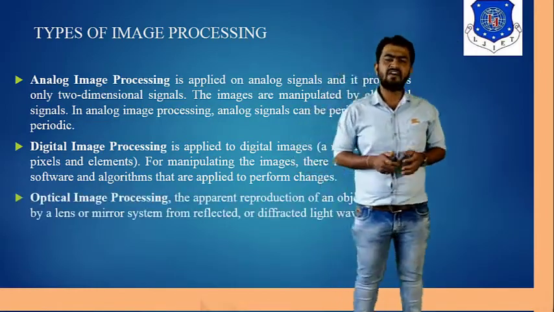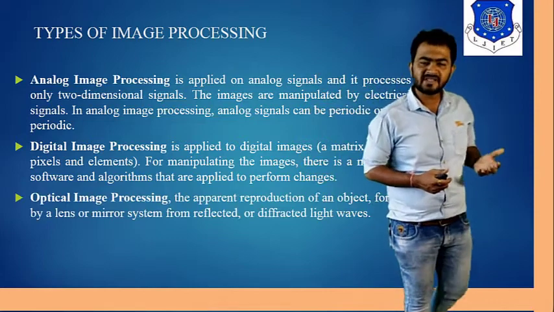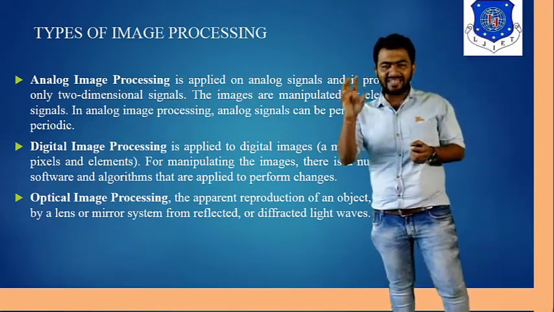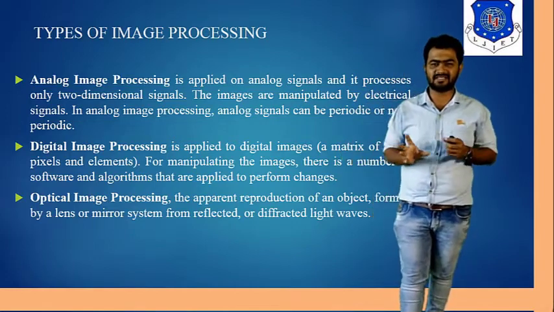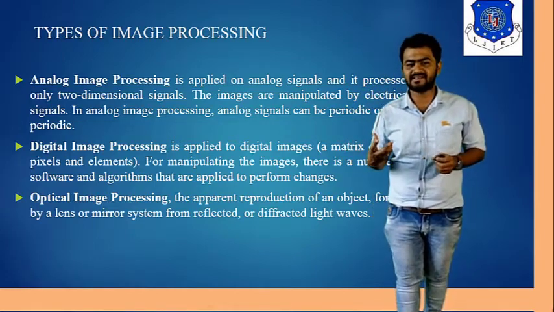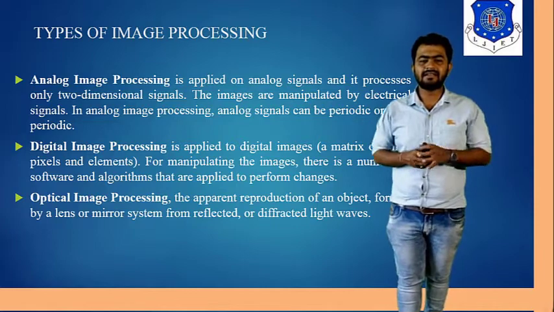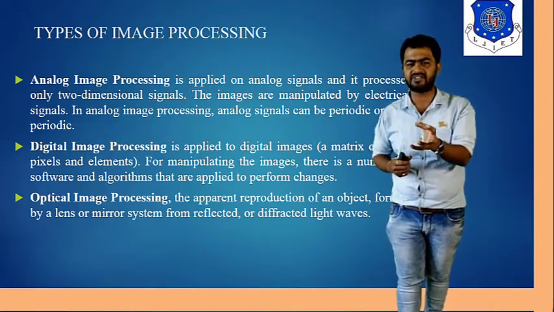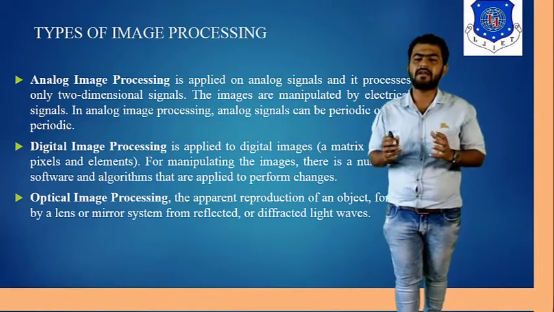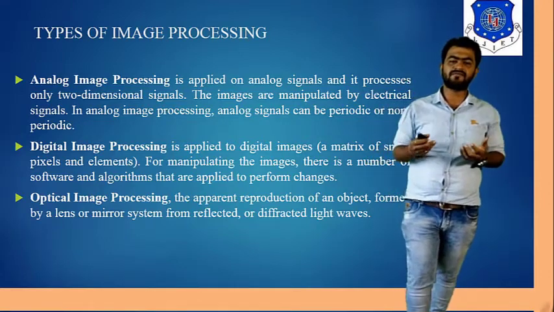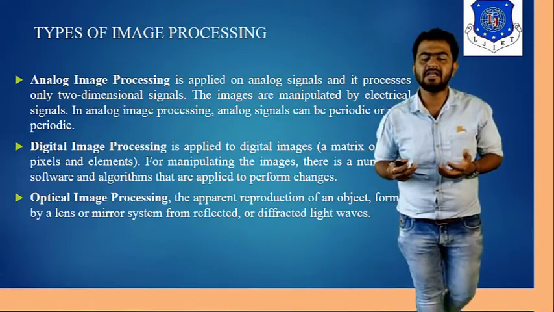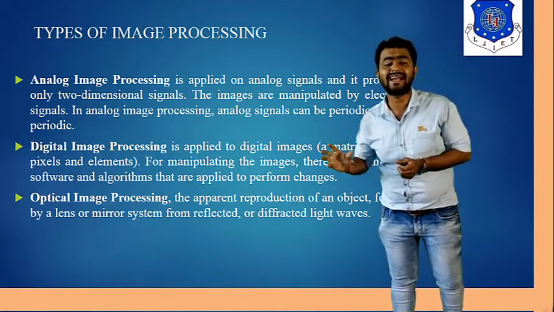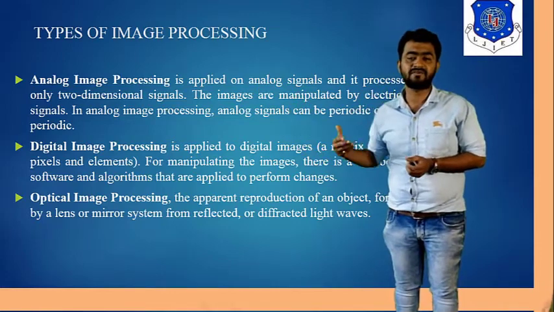Now we move on and discuss optical image processing. In optical image processing, we discuss different types of lighting rays, like X-ray images, different types of pan images, and satellite images. It is generated with the help of specific objects, and the apparent ray reductions of an object by the lens or by the mirror. It's called optical image processing. So I hope you are getting the idea about the three different types of image processing.